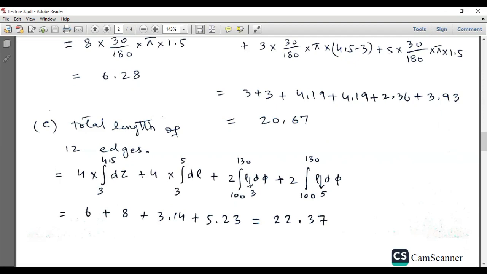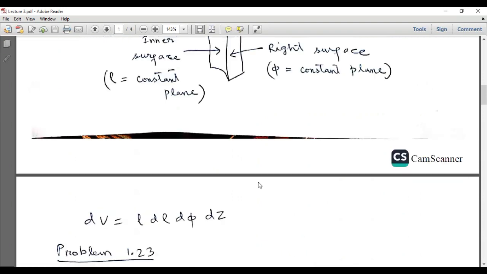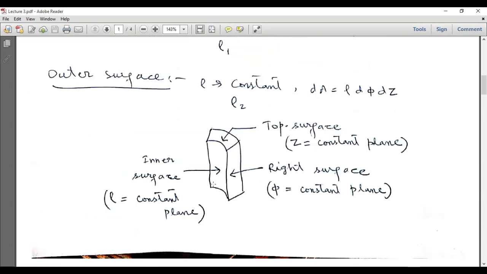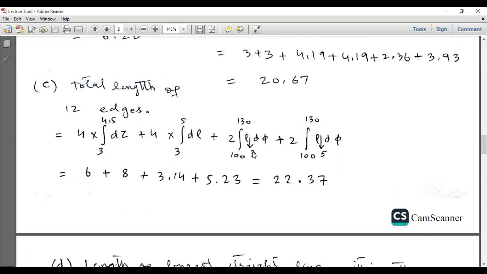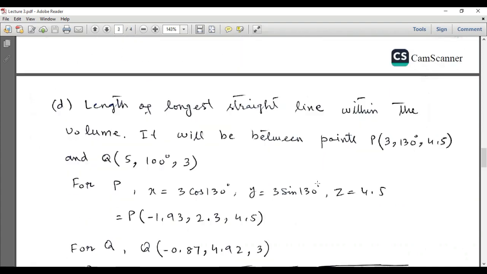For the edges along the phi vector, there are again 4 edges, but these inner 2 edges will have smaller length, and these outer 2 edges will have the greater length, because the value of rho is 3 for the inner edge and 5 for the outer edge. So for rho equal to 3, we will calculate the total length of the two edges, and it will be equal to 3.14, and for the outer two edges, rho will be put as 5, and after putting these limits and converting the angle into radians, we will get this answer, and after adding all these edge lengths, we will get the total answer of 22.37.